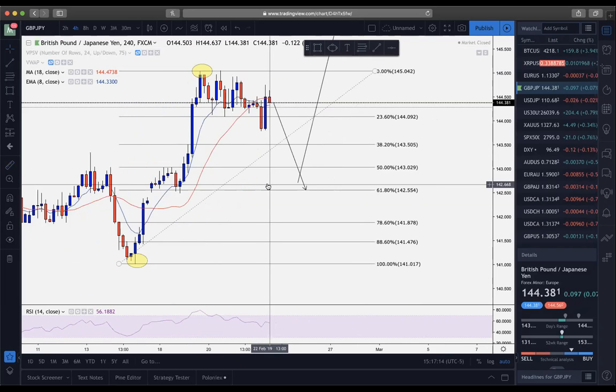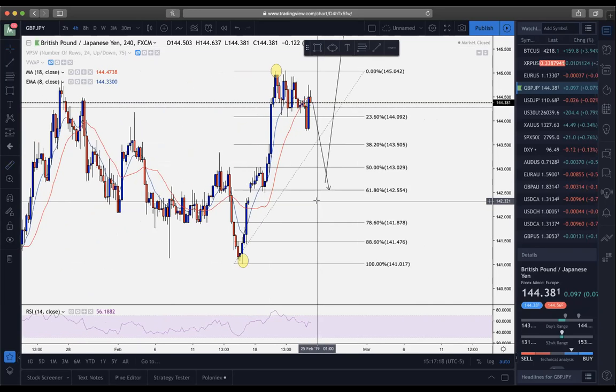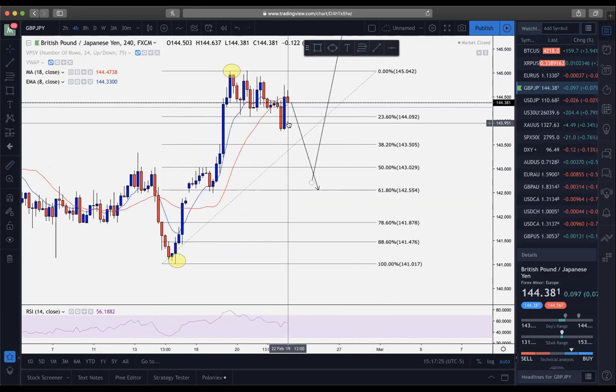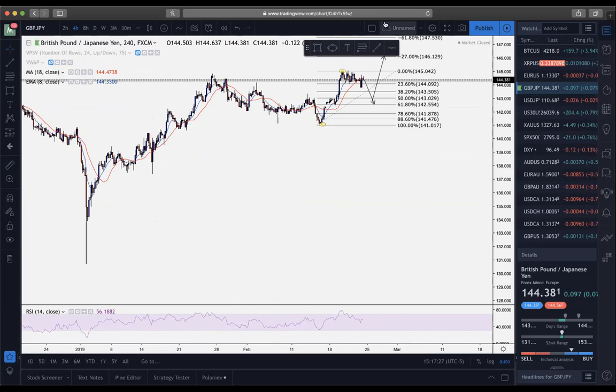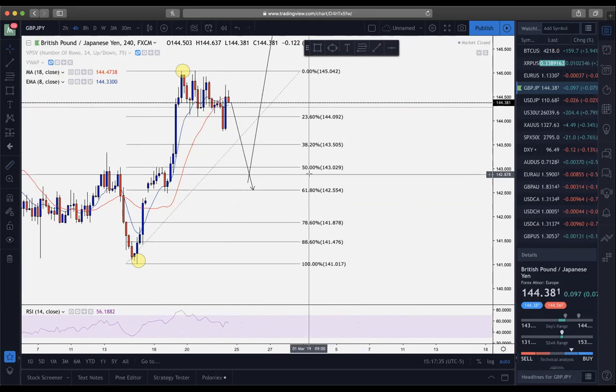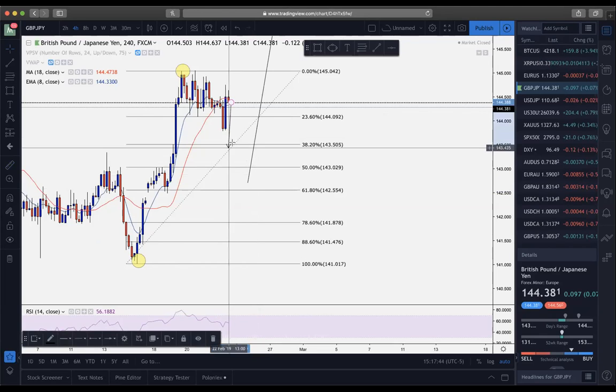I just see like we're going to test these levels first. I think we're going to have to come down first, because we haven't made any valid retracements yet. Shake out about 143. Yeah, I see that 143. Even this 38.2, that would be nice.